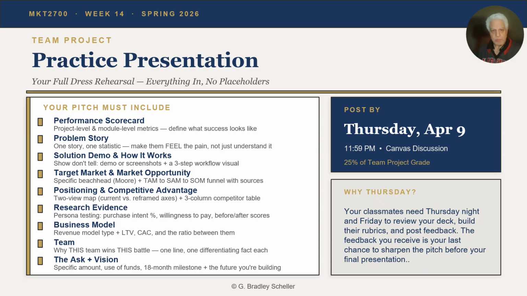1, performance scorecard. Define what success looks like in measurable terms, both project level and product level. 2, the problem story. Start out your pitch with one story, one statistic. Make the audience feel the pain, not just understand it intellectually, but feel it. Detailed persona data goes into your exhibit book. Get one story that's compelling and tell it here.